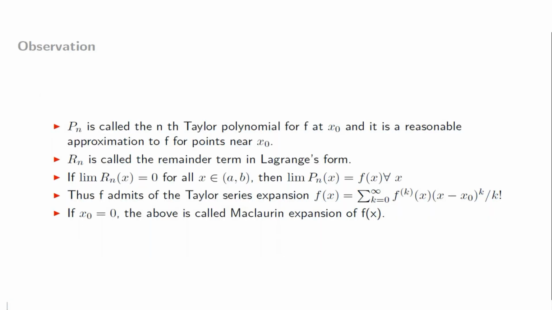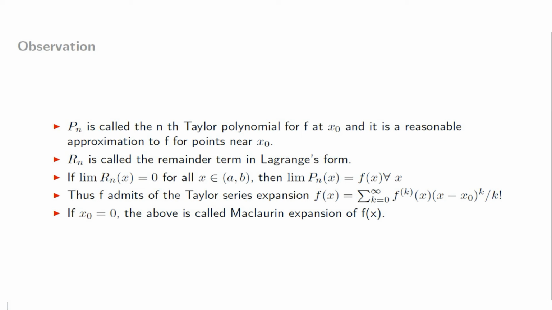Here P_n is called the nth Taylor polynomial for f at x naught, and it is a reasonable approximation to f for points near x naught. R_n is called the remainder term in Lagrange's form. However, if limit of R_n(x) equal to 0 for all x belonging to open interval ab, then limit of P_n(x) comes out as f(x) for all x.